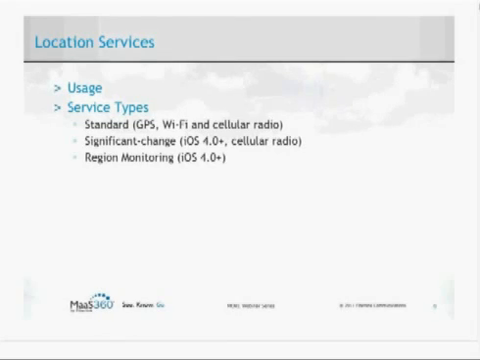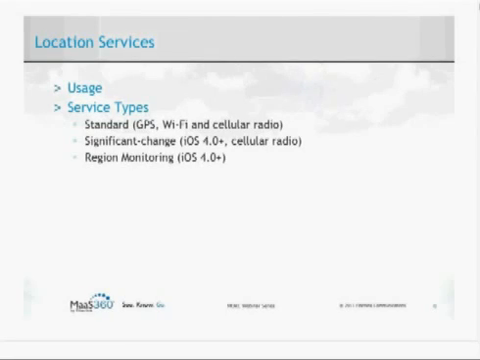So the first one is called standard location service. It uses all three modes of detection: GPS, Wi-Fi, and cellular radio. It is configurable, which means you can put in a distance filter and accuracy filter. Just make sure that you don't use a very high accuracy filter, which is the default, which could mean that the OS would try to use GPS. So just try to be as coarse as possible.